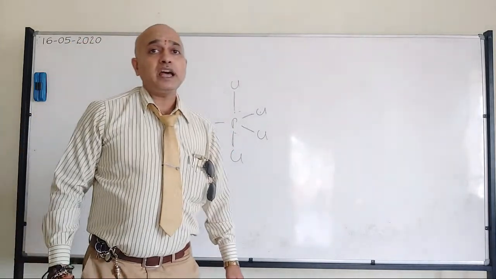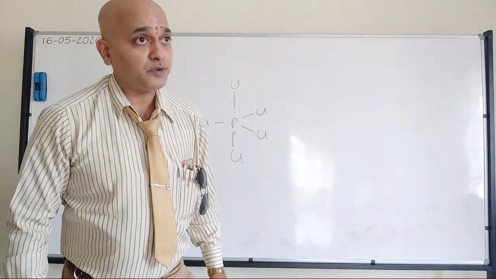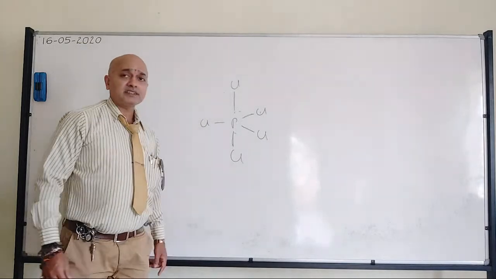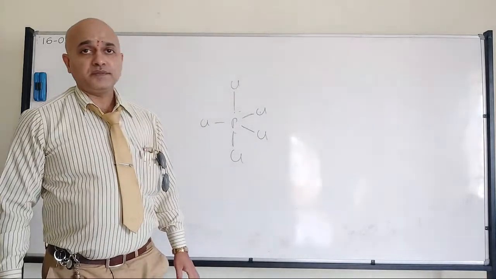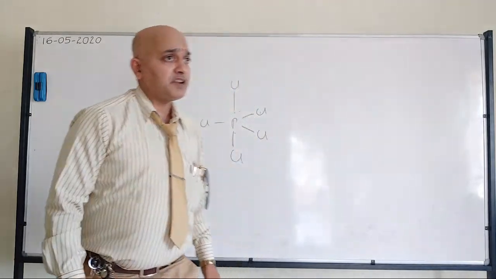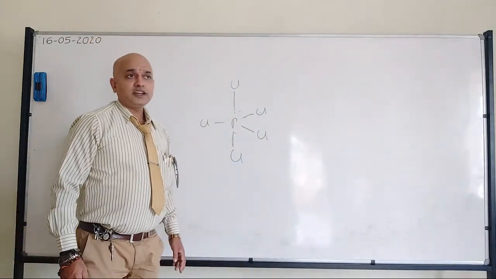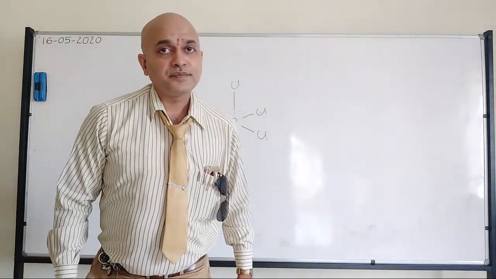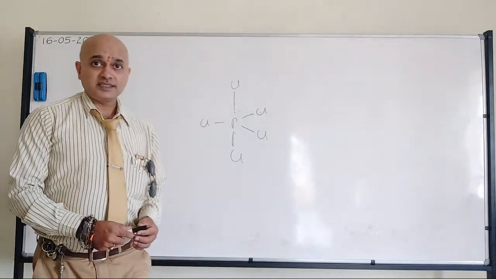Now since you people have studied this in your first PU, VSEPR theory, that's where you people have discussed. Now you should tell me whether all the bonds present in PCl5 are equal. No, they are not equal. Why? They are not equal.